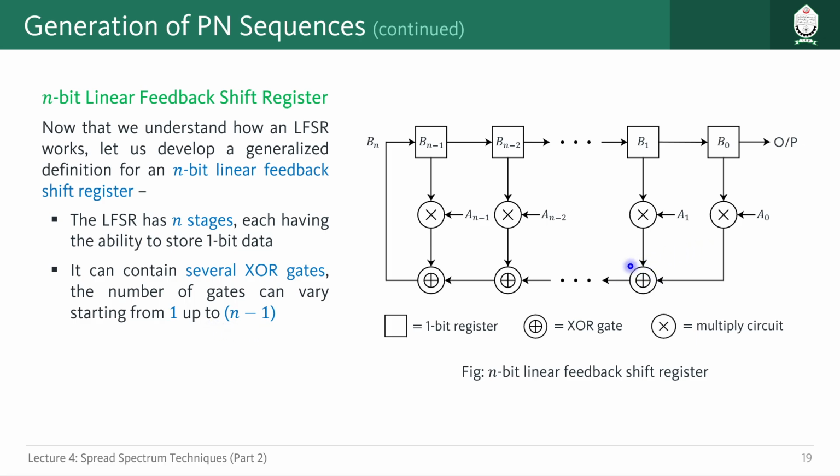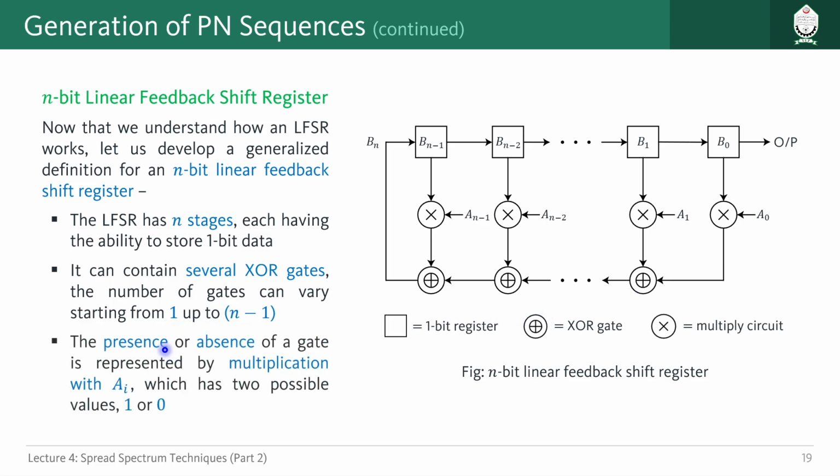So you see these are the XOR gates we have here, and the number of them can vary starting from 1 up to n minus 1. And presence or absence of a XOR gate can be represented by multiplication with Ai, which has 2 possible values, 1 or 0.